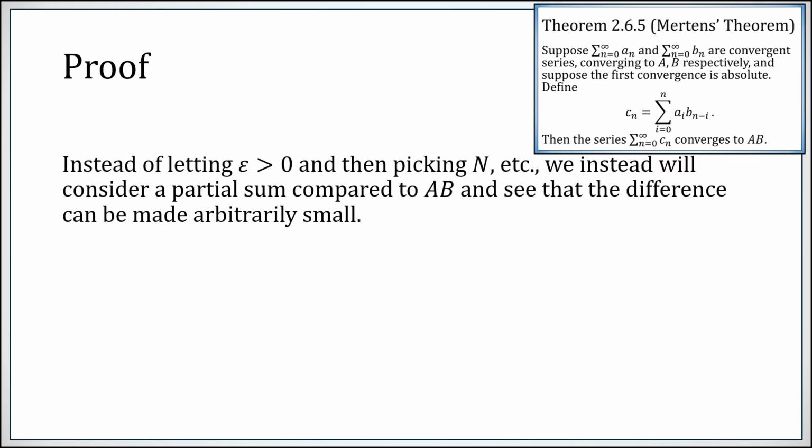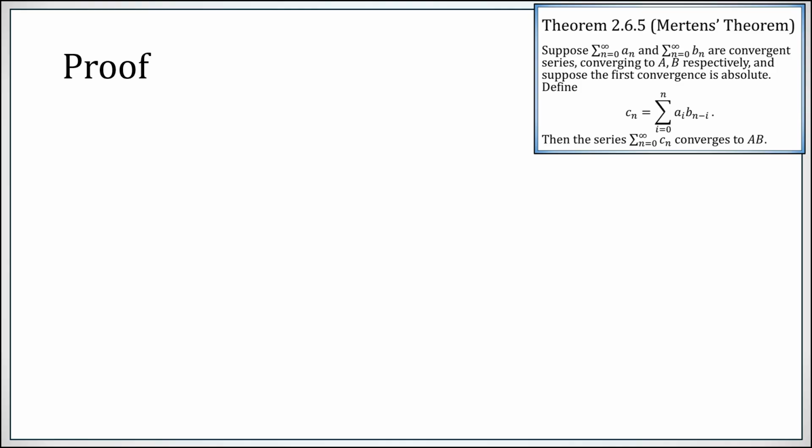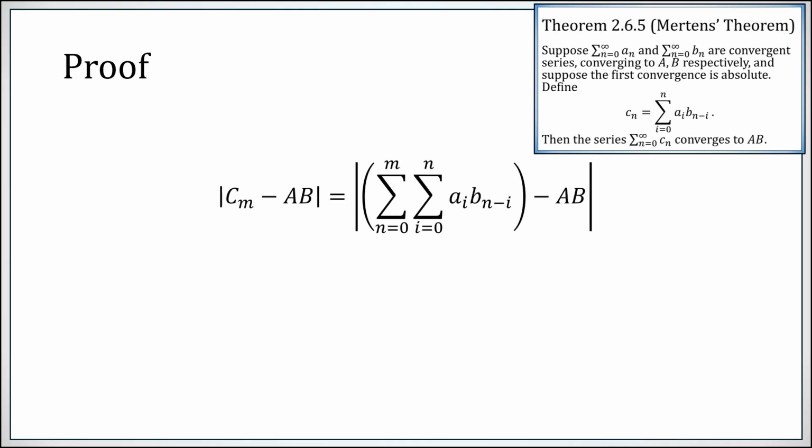Now, instead of letting epsilon be positive and picking an index, etc., we're going to consider a partial sum and compare it to AB and see what that difference is, and then see that we can make the difference arbitrarily small. So we're going to abbreviate some partial sums so that we don't have to keep writing the sigma over and over again with capital letters. So capital Aₘ is a partial sum of little a's, and capital B and capital C are partial sums of little b and little c. Okay, this proof is going to go on for a little bit, so let's see what's going on here.